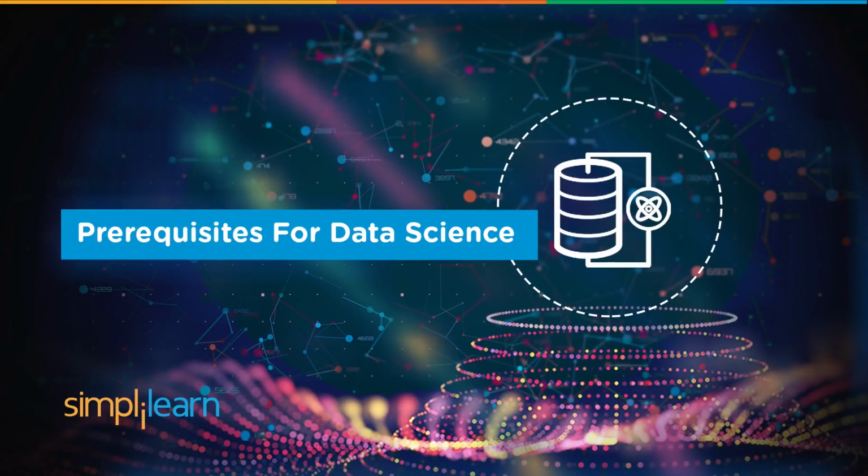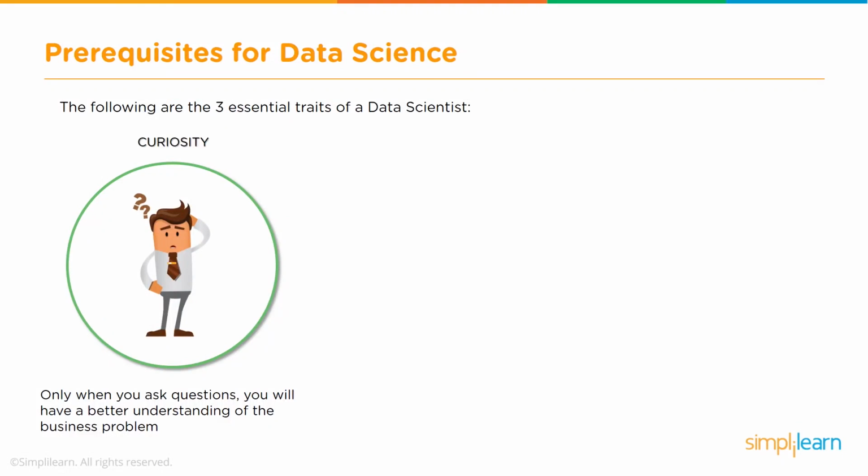So what are the prerequisites for data science? There are three essential traits required to be a data scientist. One is curiosity. You need to be able to ask questions. The first step in data science is asking questions. What is the problem we are trying to solve? If you ask the right question, only then you'll get the right answer. Very often, this is a very crucial step where a lot of data science projects fail because you may be asking the wrong question. And then obviously when you get the answer, that's not the answer you're looking for. So it is very important that you ask the right question.